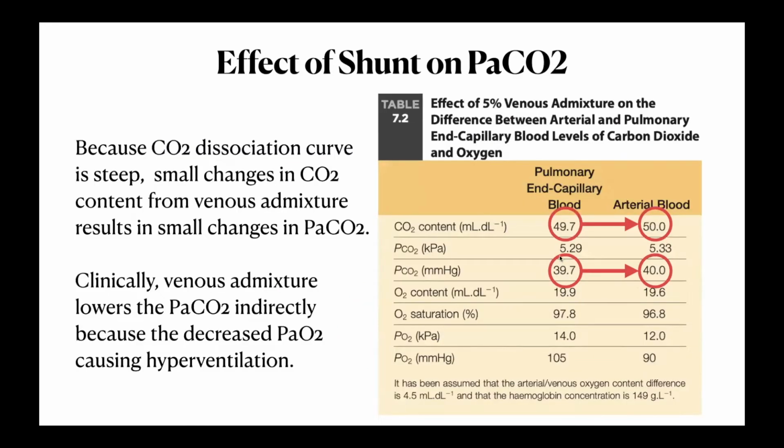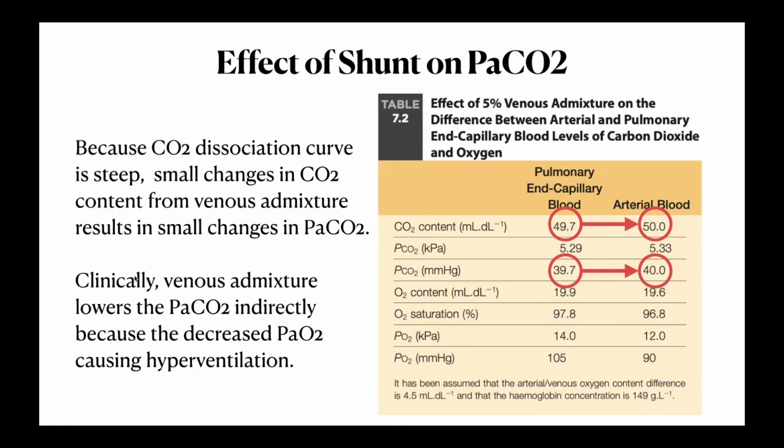Now, this wasn't asked in the question, but I think it's worth going through it. What's the effect of shunt on the partial pressure of CO2? Because the CO2 dissociation curve is steep, small changes in CO2 content from venous admixture result in small changes in the partial pressure of CO2. And I'll show you that on the next graph.